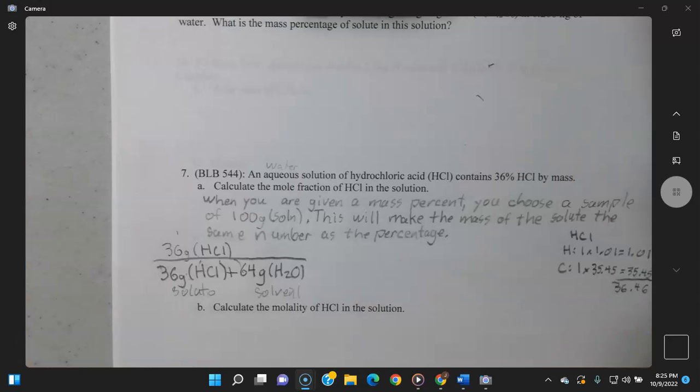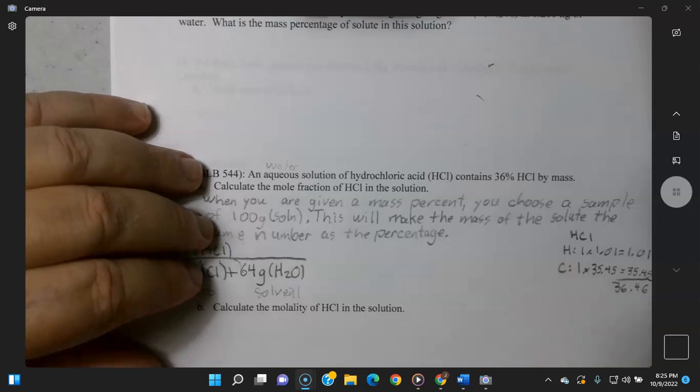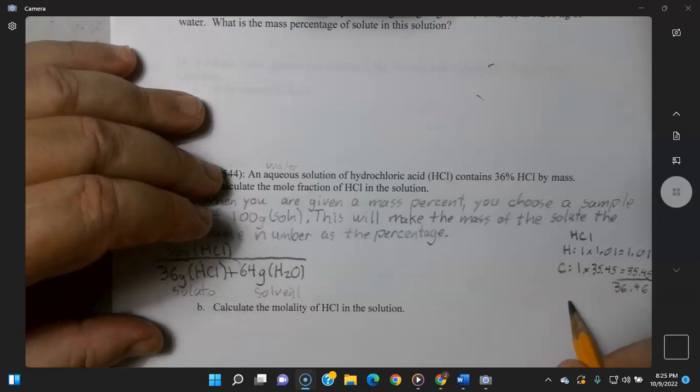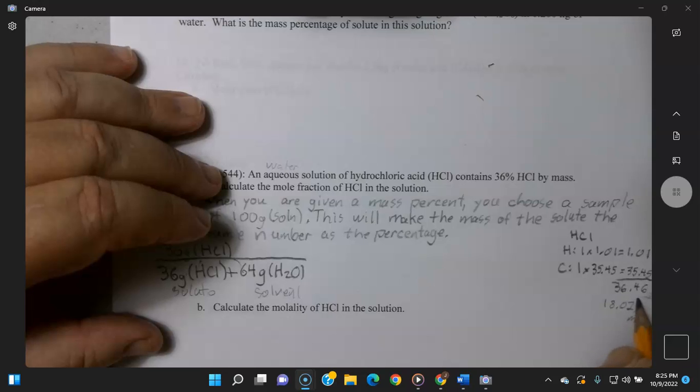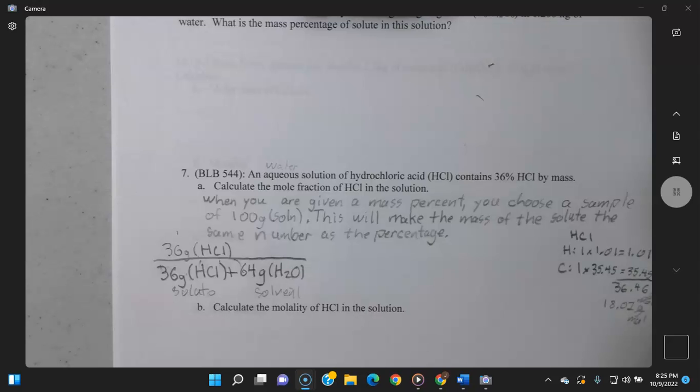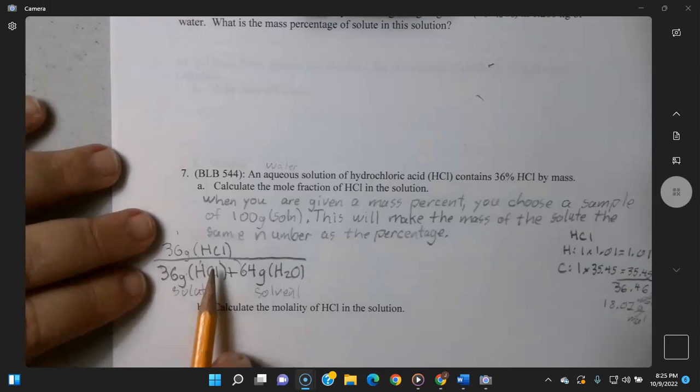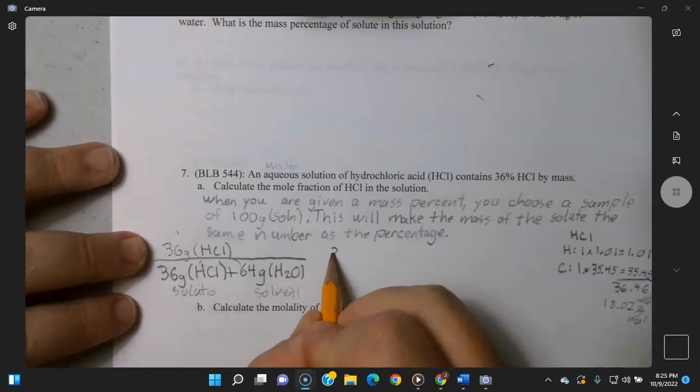Okay, so that gives us 36.46 for HCl. And water, I think we all know that, so I'm just going to write 18.02 grams per mole. It's the same up here, grams per mole for HCl. Okay, so now we have to figure out how many moles we have in 36 grams.